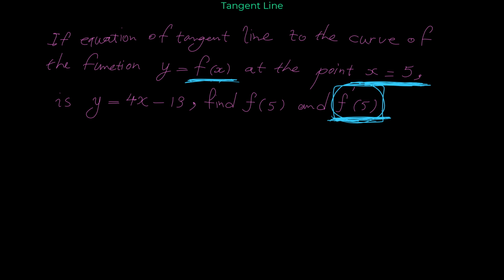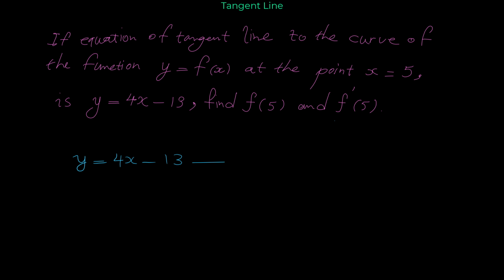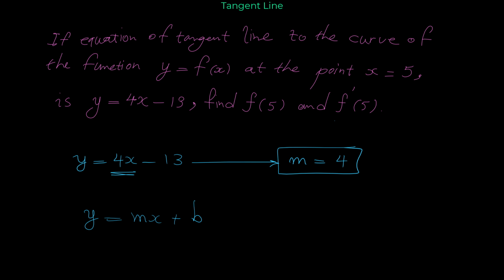But what is the slope of this given line? The slope of the line y equals 4x minus 13, as you know, is the coefficient of x here. So the slope of that line equals 4. In general, when we have a line in the form y equals mx plus b, the slope intercept form of a line, the coefficient of x is the slope of the line. So 4 is the slope of the tangent line.